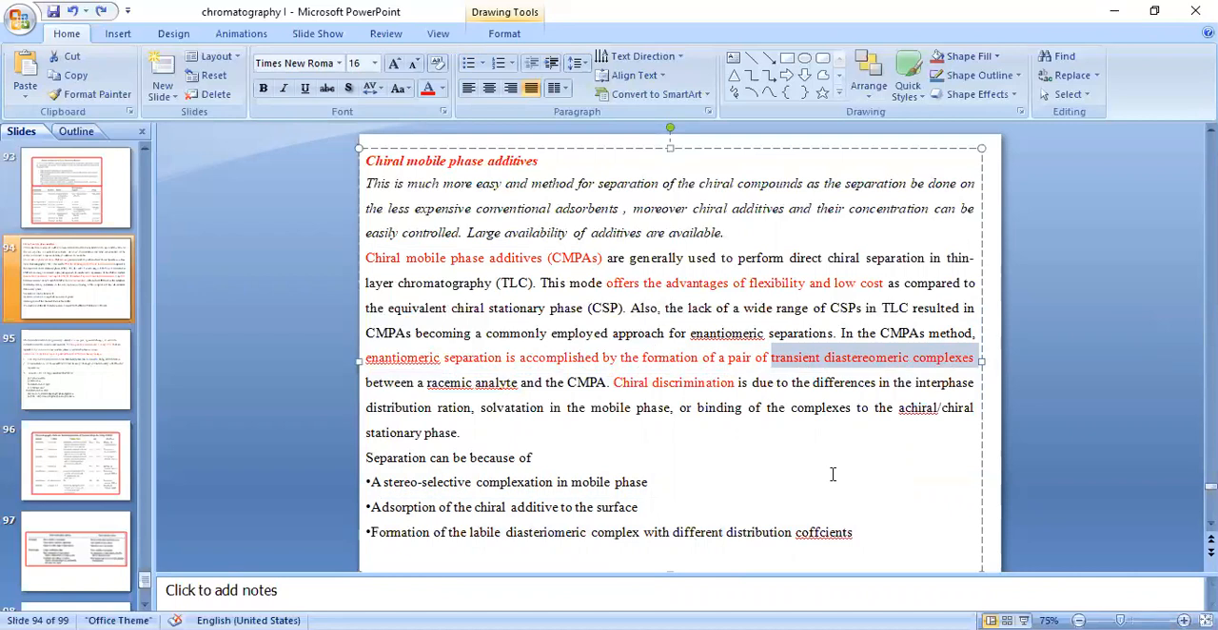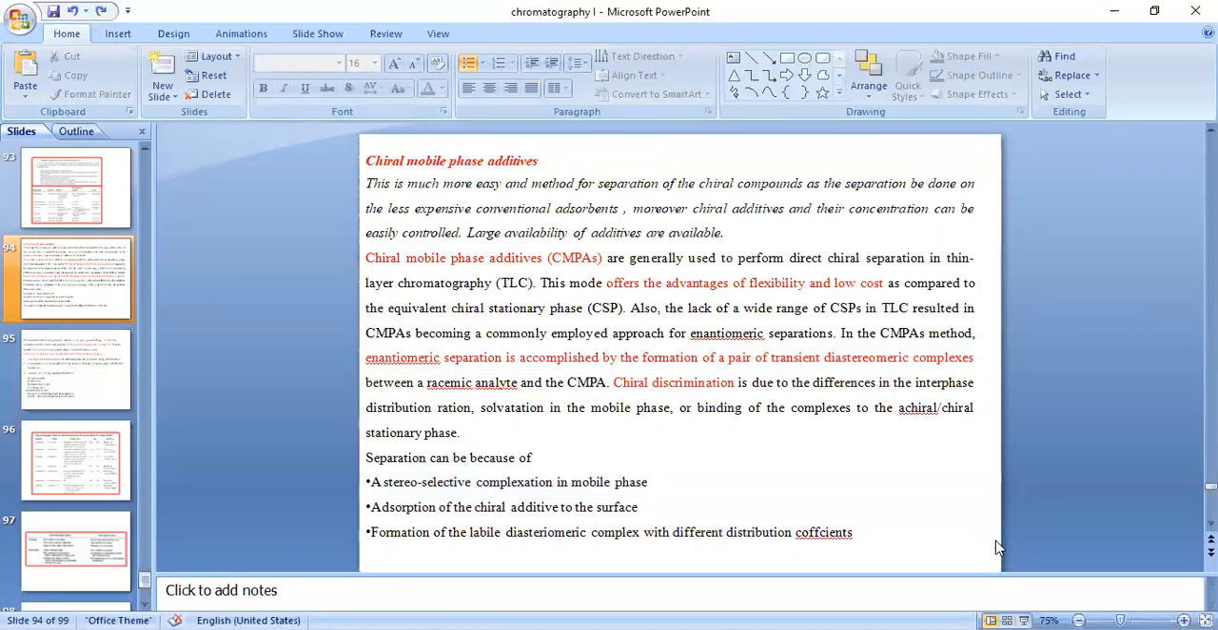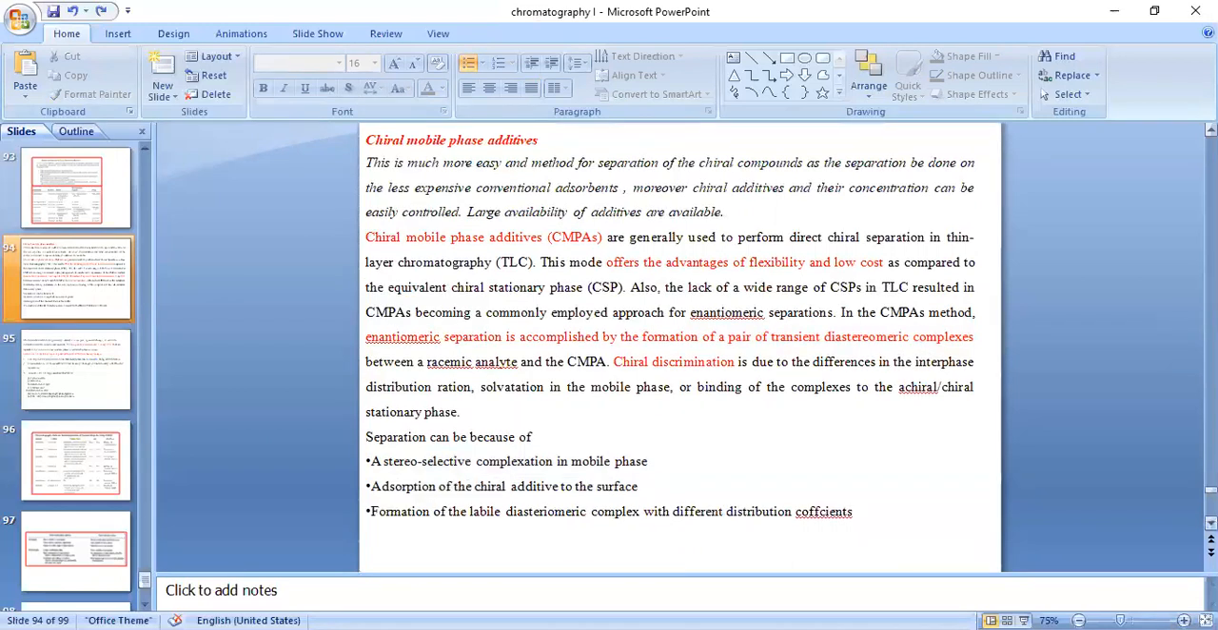Now these are the three ways by which the chiral mobile phase additives work. That is either forming the stereoselective complexation, or the chiral additives are adsorbed on the surface, or they form the transit diastereomeric complexes which have different distribution ratios. As a result, these isomers can get separated.